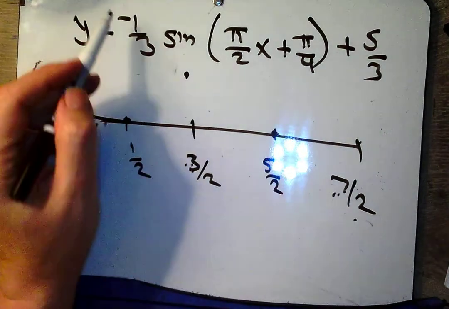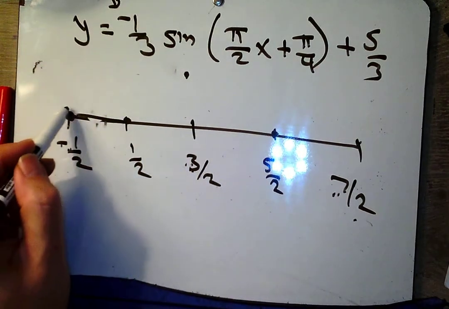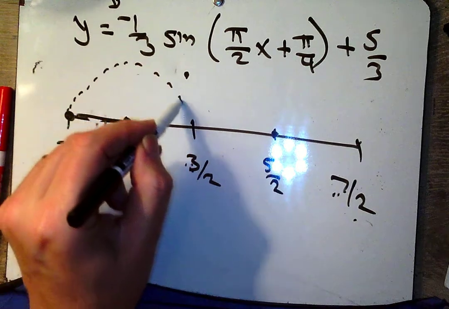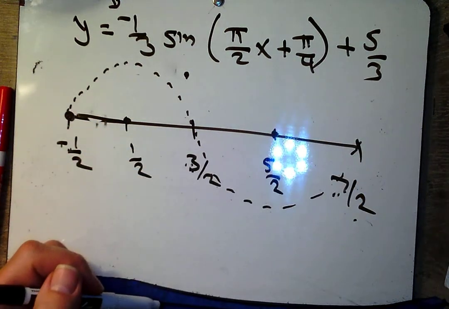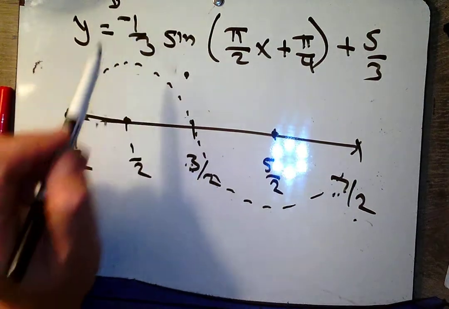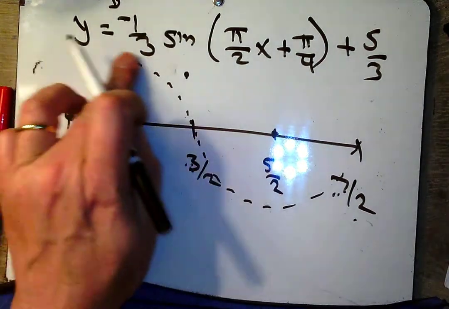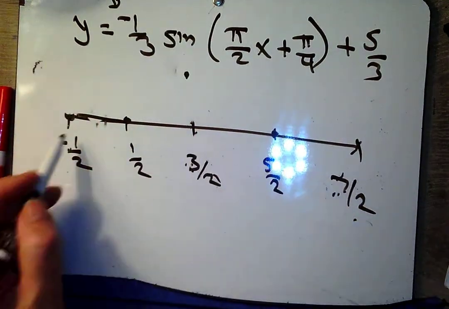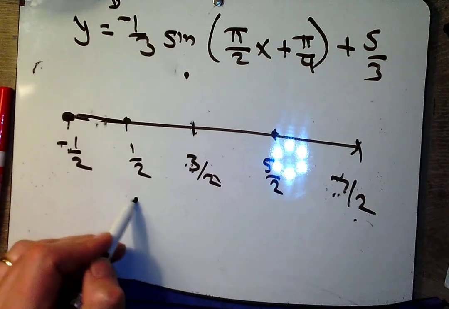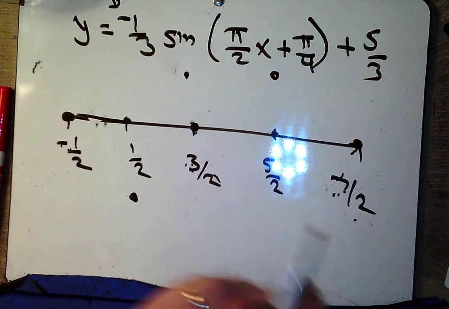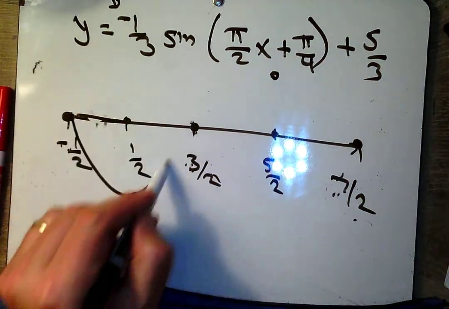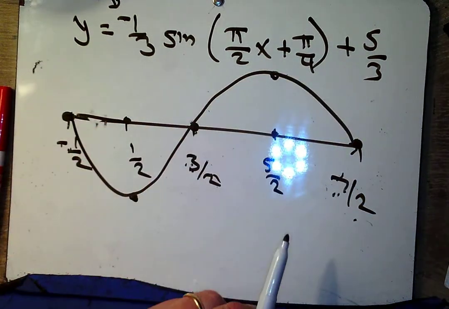All right, now this is a negative sine. Positive sine starts on the midline, goes up, and back down, and up. So what does negative sine do? Well, negative sine goes from the midline to the minimum, back up to the maximum, and then on the midline again. So here's our negative sine shape.